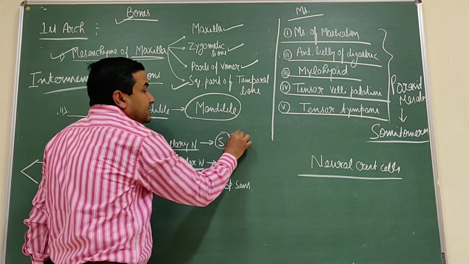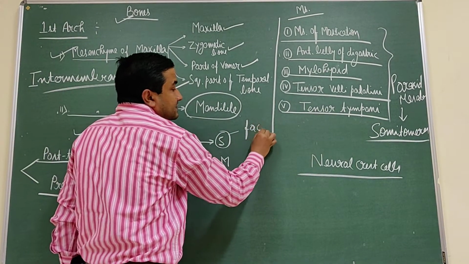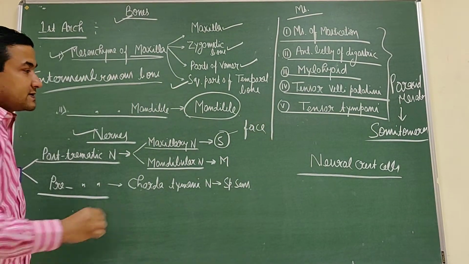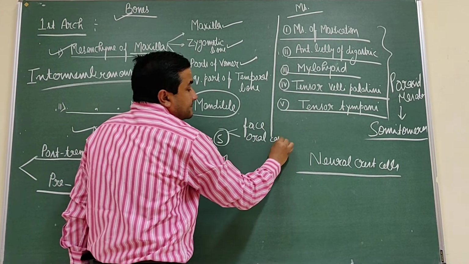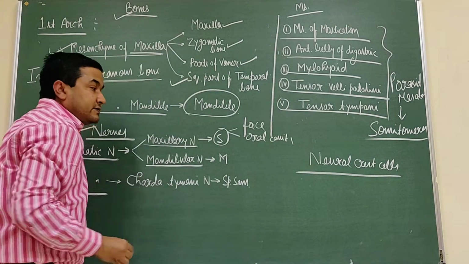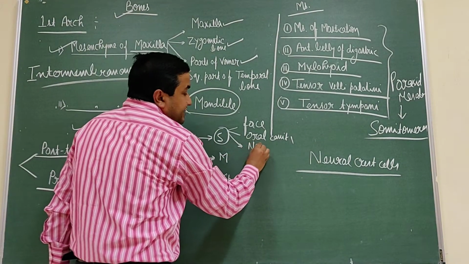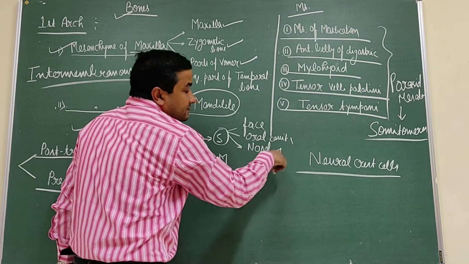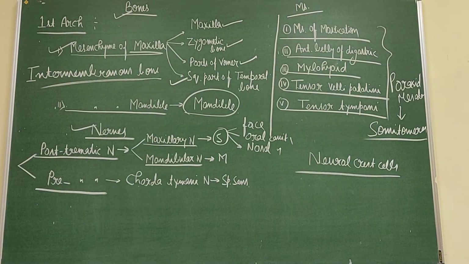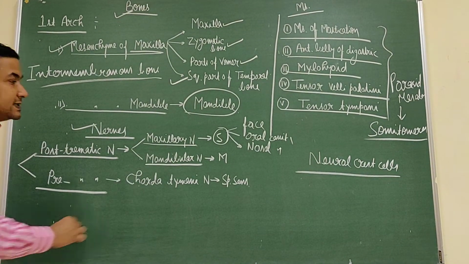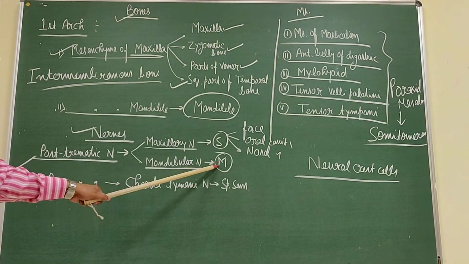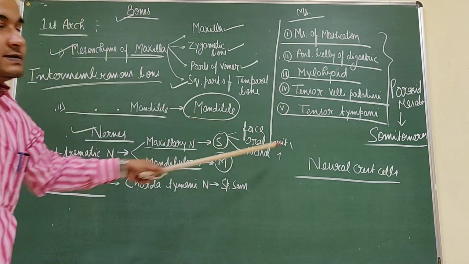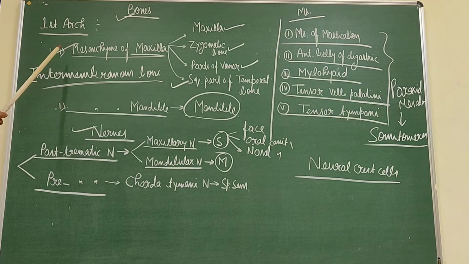This maxillary nerve is sensory. It supplies sensation to the face, to the oral cavity, then the nasal cavity. While the mandibular nerve is motor, and this supplies all these muscles of the first arch.